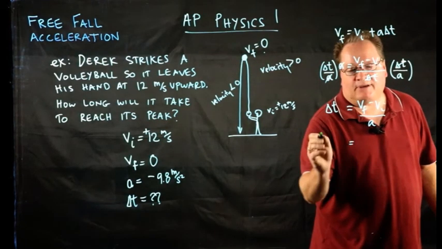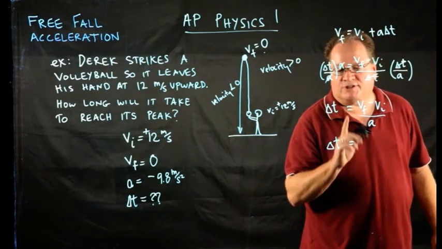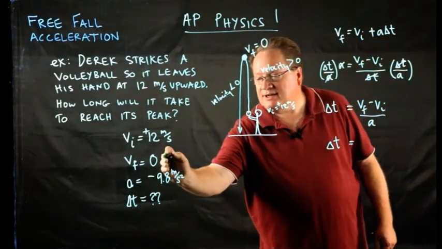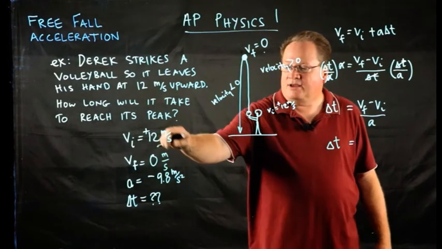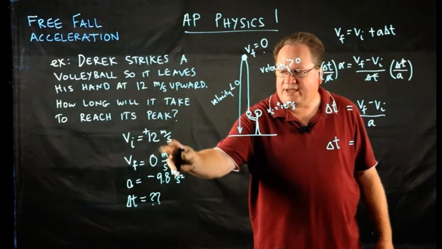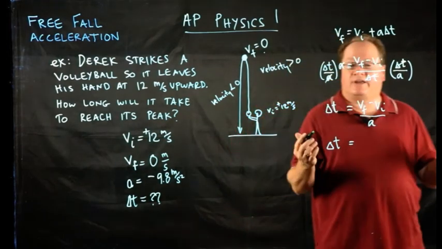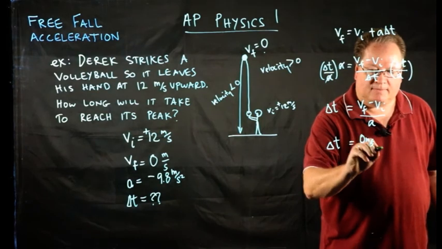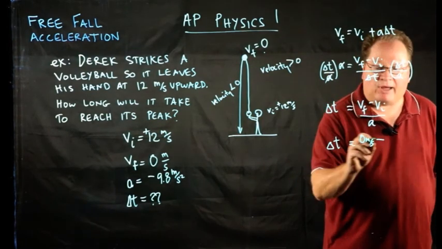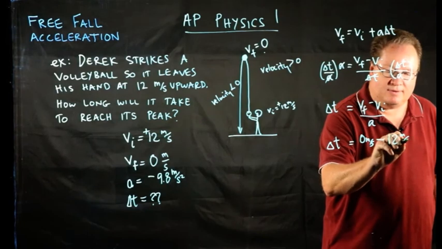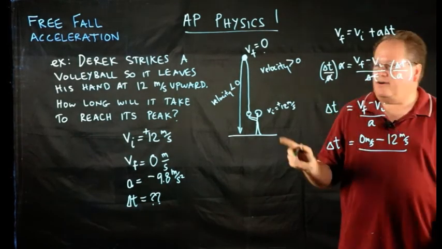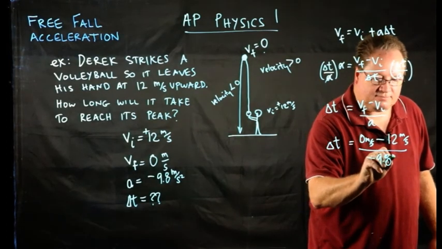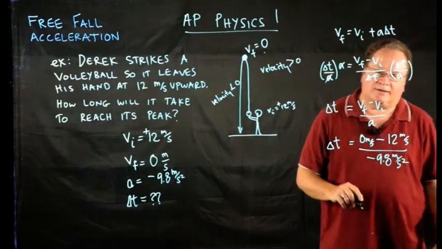Now at this point I can plug in. First thing I need to do, though, before I plug in is check my units. Let me put meters per second there. All the distances in these units are meters, and all of the times are seconds. We can go ahead and plug in. Our Vf is 0, our Vi was positive 12, and our value for a is negative 9.8 meters per second squared.